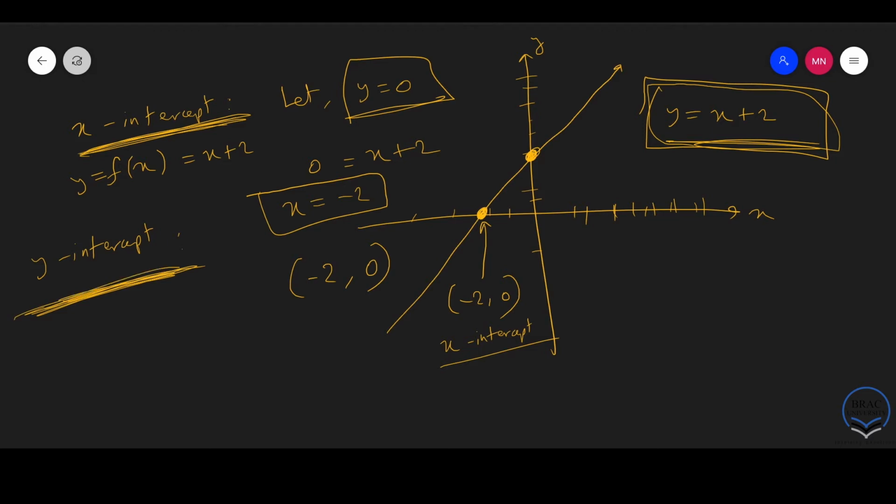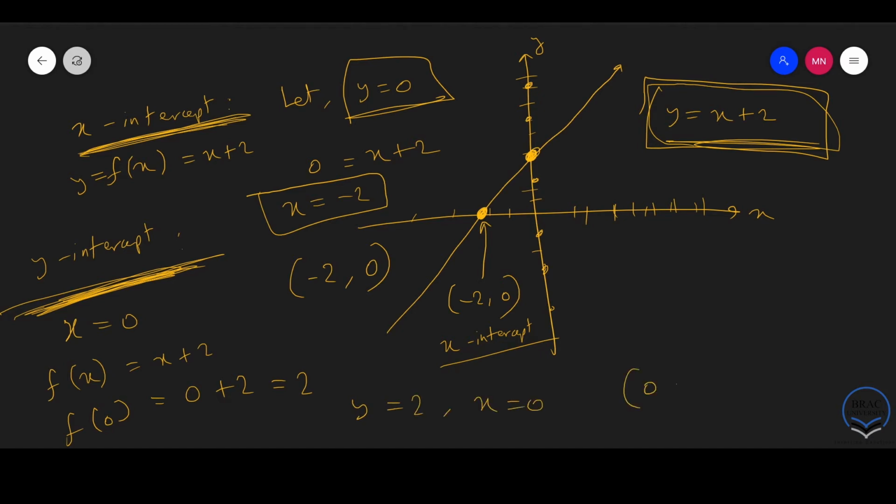Now similarly for the y-intercept, any point on the y-axis will have the x-coordinate 0, right? So to find the y-intercept, we set x to be equal to 0. So now our function is f of x is equal to x plus 2. So when x is equal to 0, we have f of 0 is equal to 0 plus 2, which is just 2, right? So in this case, y is equal to 2 when x is equal to 0. So our y-intercept will be 0, 2, right? So this y-intercept will have the coordinate 0, 2.